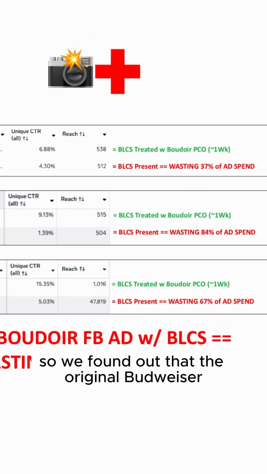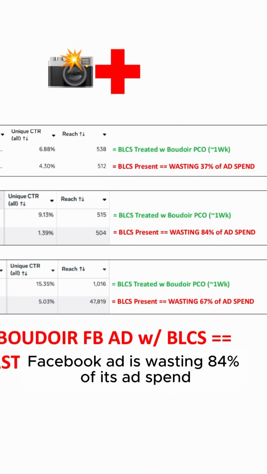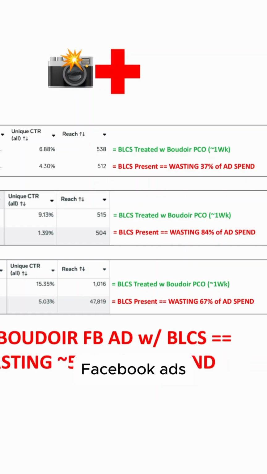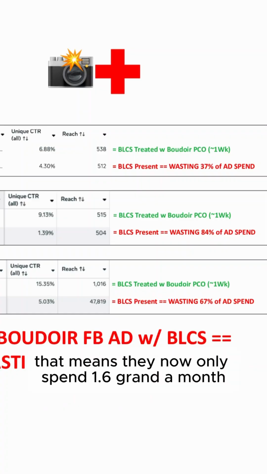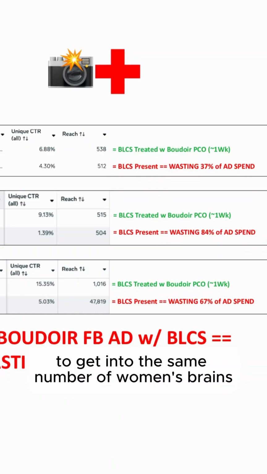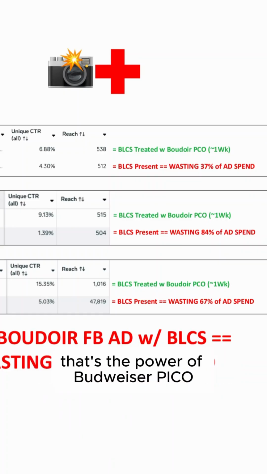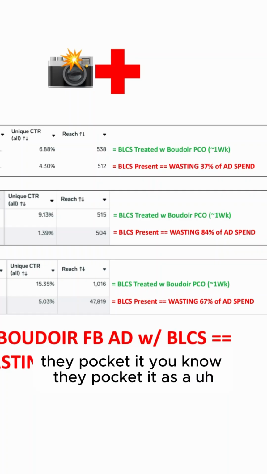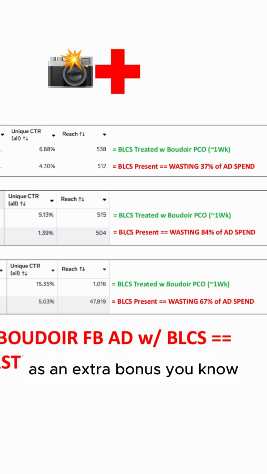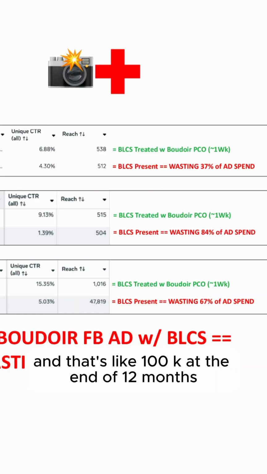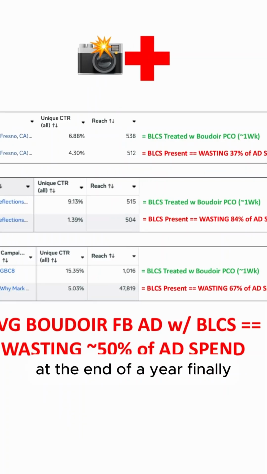We found out that the original Boudoir Facebook ad is wasting 84% of its ad spend. So if they were spending 10 grand a month on Boudoir Facebook ads, they now only need to spend 1.6 grand a month on the Boudoir Pico treated ad to get into the same number of women's brains. That's the power of Boudoir Pico. So $8,400 a month, they don't even have to spend it anymore. They pocket it as an extra bonus, a phantom bonus, because it's not being spent. And that's like 100K at the end of 12 months, at the end of a year.